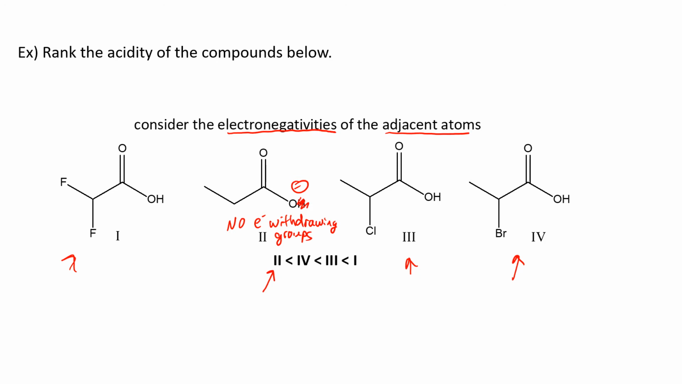Now let's compare the other ones. So if you see compound 1 has 2 fluorine atoms, and fluorine is the most electronegative atom, and there's 2 of them. So that's likely to be the most acidic because it will have the greatest inductive effects to stabilize the negative formal charge if we were to deprotonate that. And then comparing chlorine and bromine, chlorine is more electronegative than bromine, so compound 3 is next, and then compound 4.